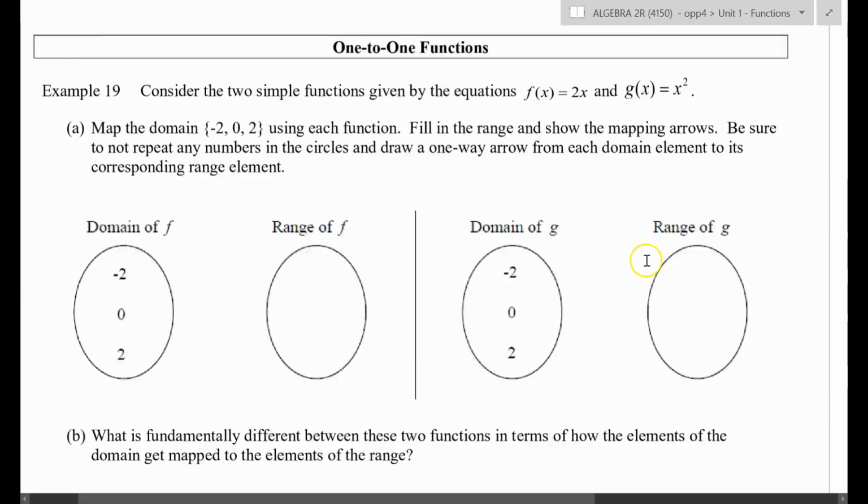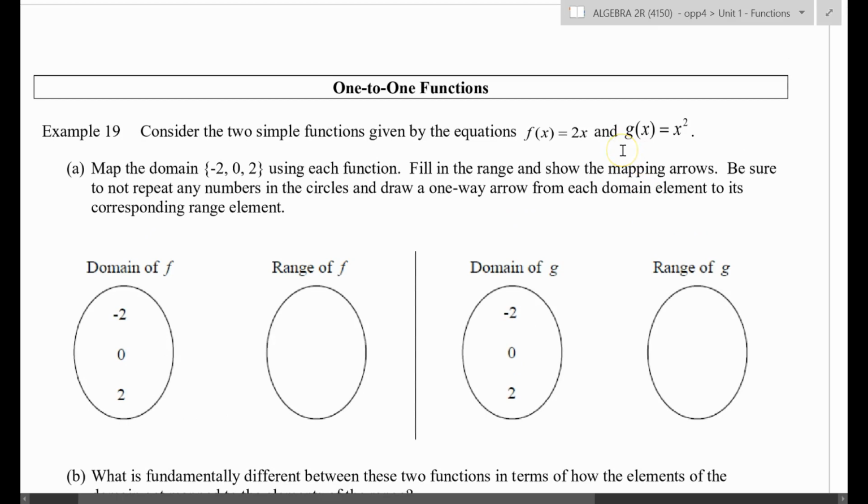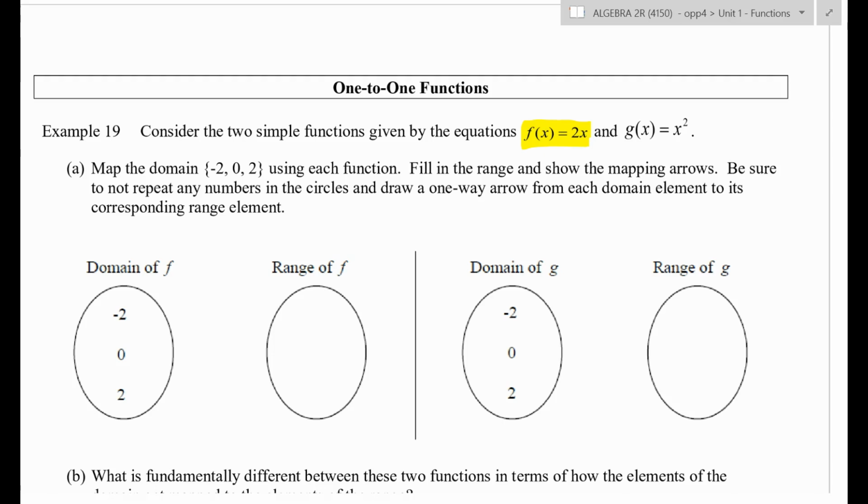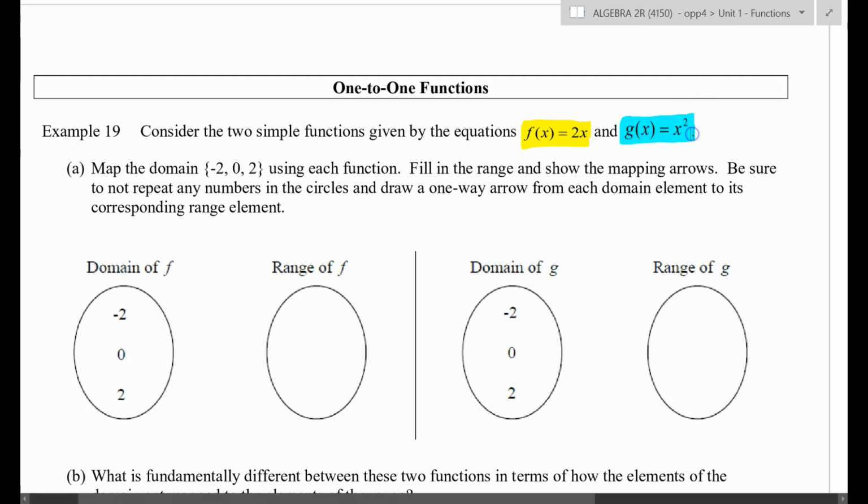So here's what I have, Trinity. I have a function f of x. Jade, I have a function g of x. Okay, and here's what I want to do. I want to take the values of the domain, and I have the same values in each, right? -2, 0, and 2. And I want to create the range for f and g.